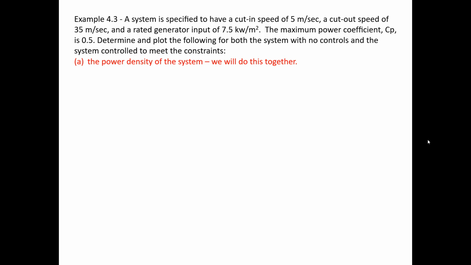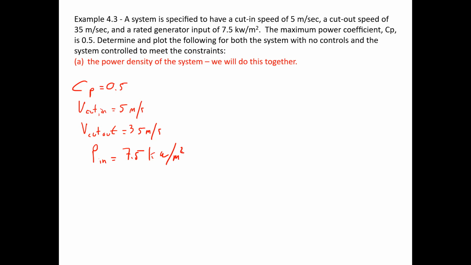We're going to basically plot out what the power density of the system should be. Again, this problem statement specifies a power coefficient of 0.5, a cut-in speed of 5 meters per second, a cutout speed of 35 meters per second, and a power density of 7.5 kilowatts per meter squared of actuator area.